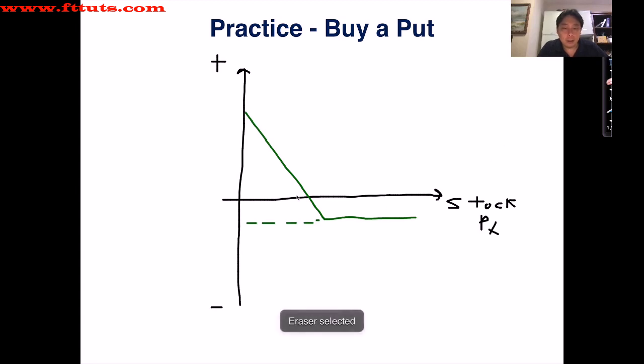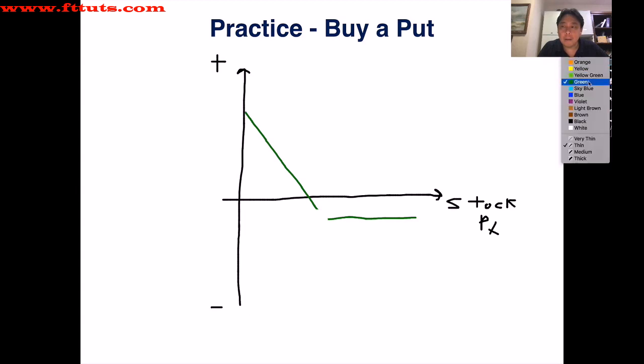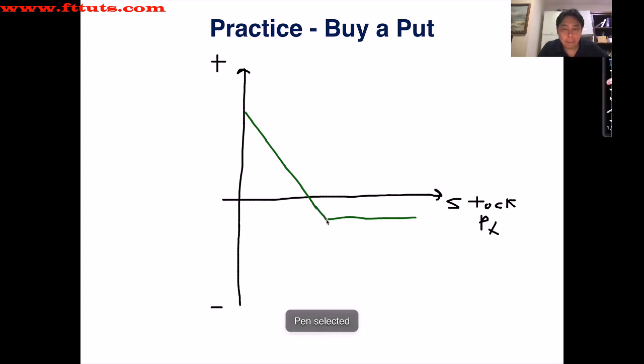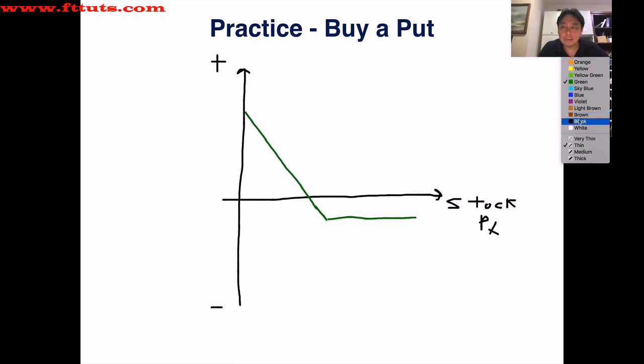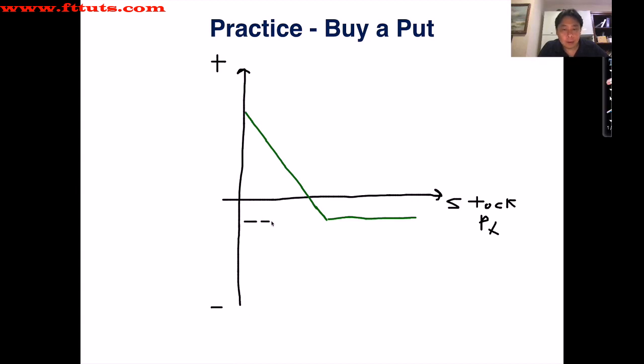Let me draw that again. Okay. So my maximum loss would be $10, which is the premium multiplied by 100 shares. So it's $1,000. So minus $1,000. So that's my maximum loss if the price goes up.